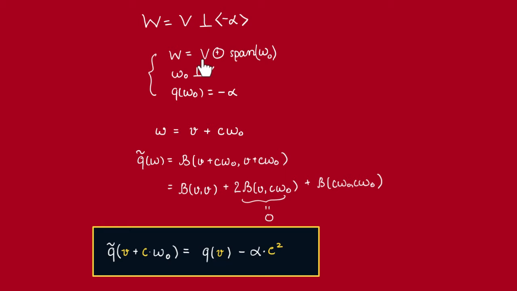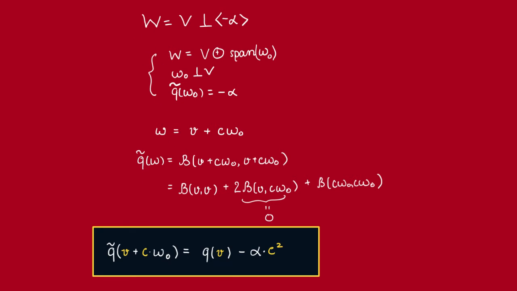This space is just a direct sum of V with the span of a vector, and that vector has to be orthogonal to V. What we mean is that we should extend the form in such a way that under that new bilinear form, this vector is orthogonal to V. And also, the quote-unquote norm of this vector is going to be minus alpha under this new form. With that restriction, there's just one way to extend Q, the quadratic form here, to this new form.